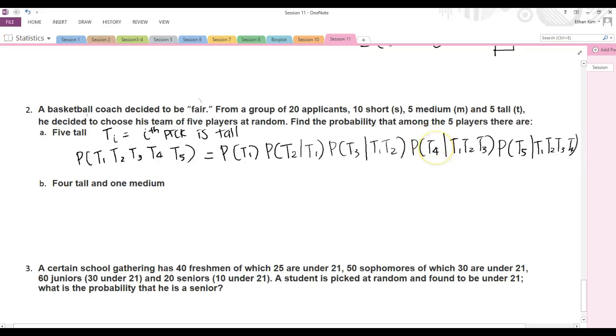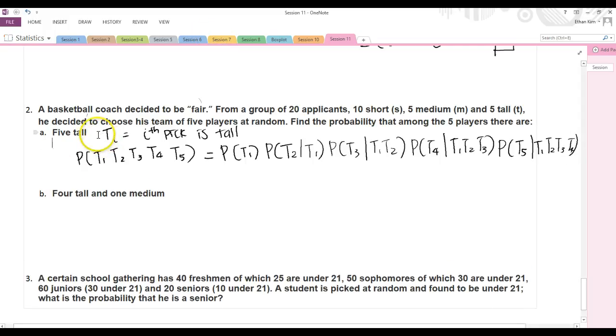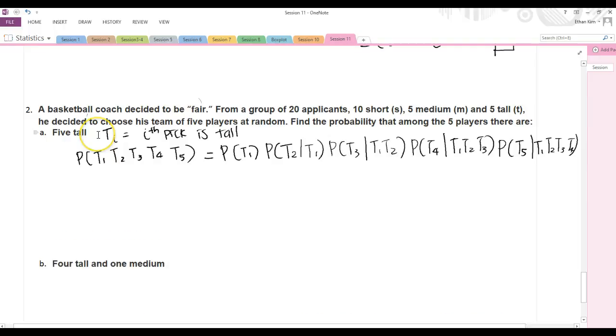It makes more sense in words than in formulas, so let me just talk about this in words. Okay, so what it's saying is we're first going to pick a player, a tall player, right?